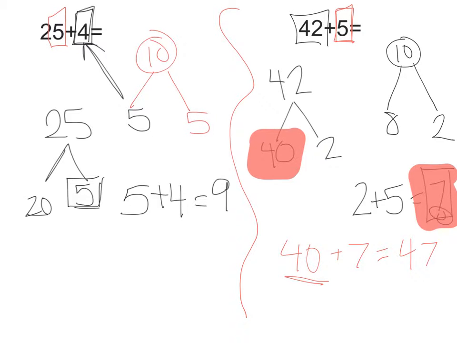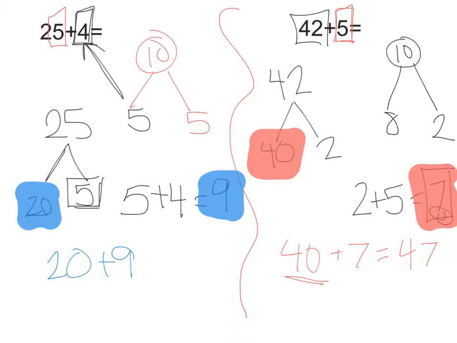So now it's your turn. You need to take your answer from here and your 10s from here, and you need to add those two together. Pause the video while you do this addition. Start the video again when you're ready to continue. Great. What I hope you have found was that you had 20 plus 9 equals 29.